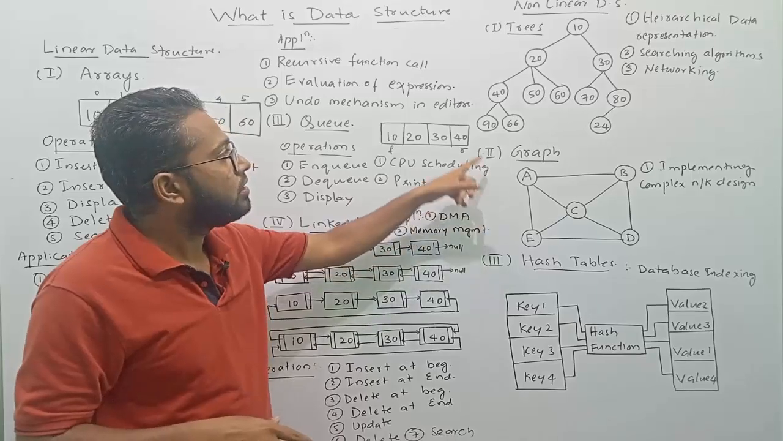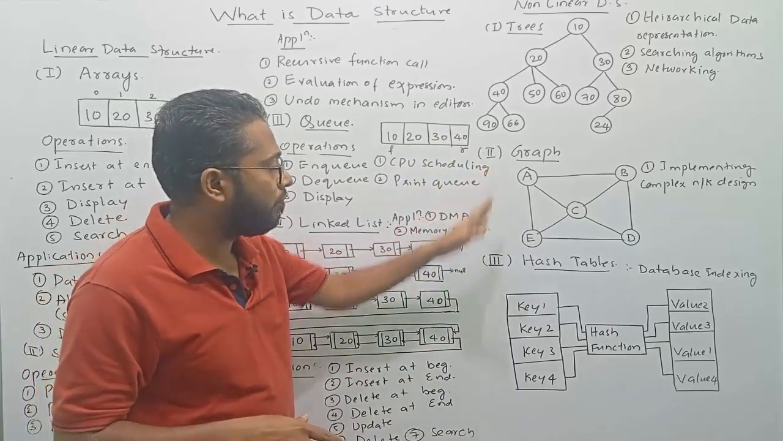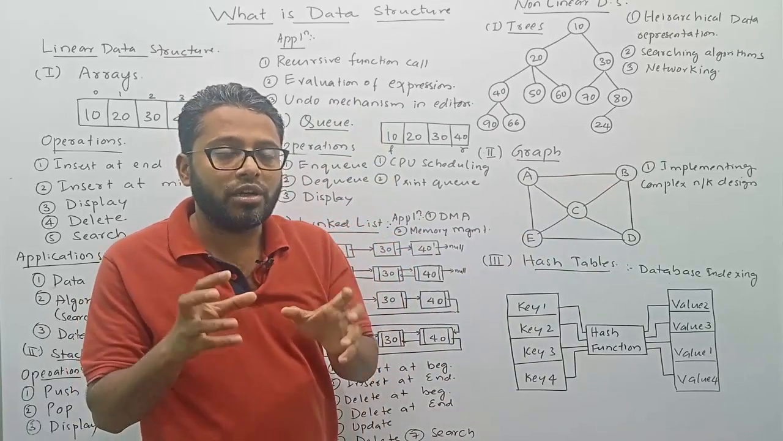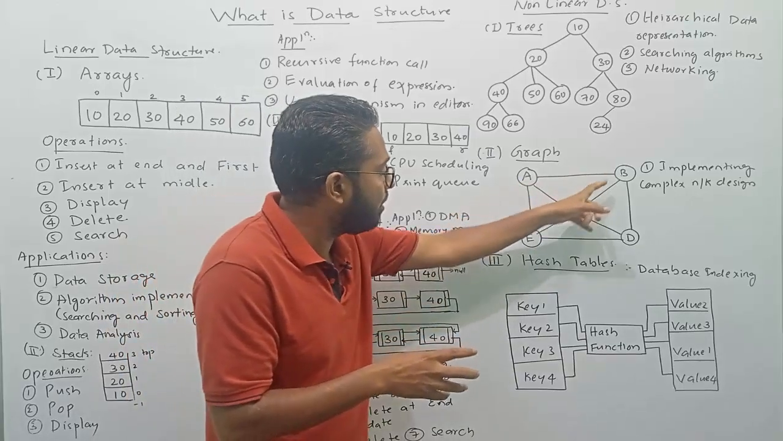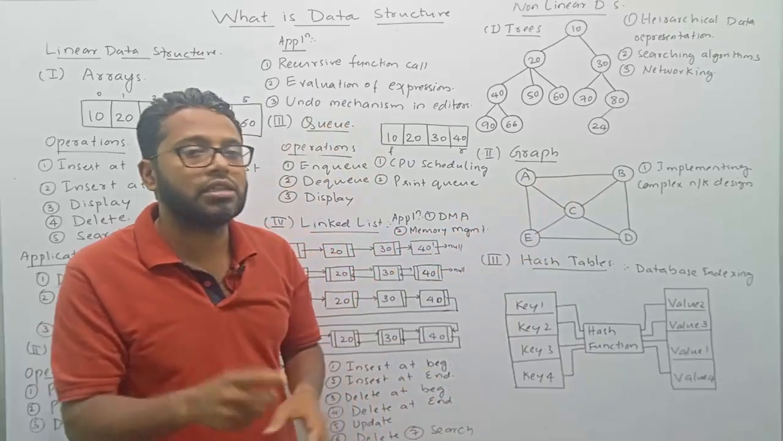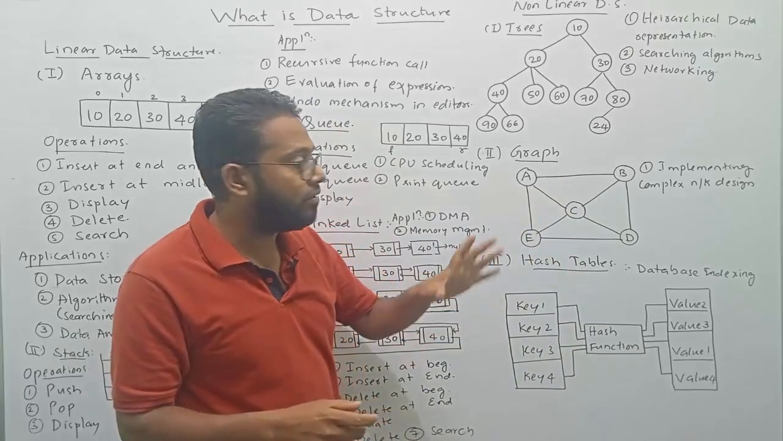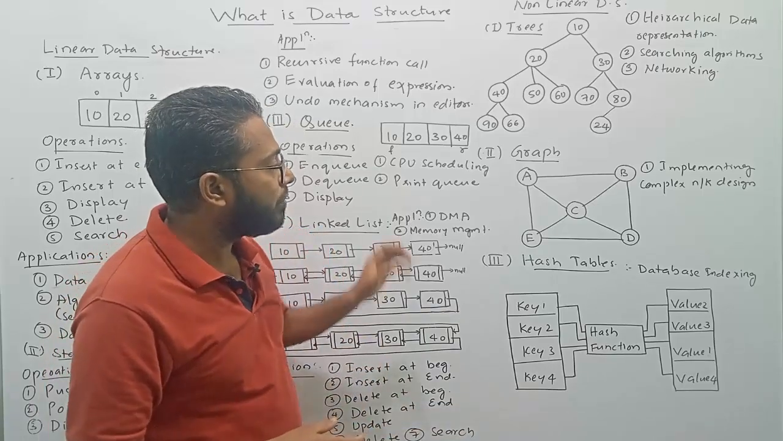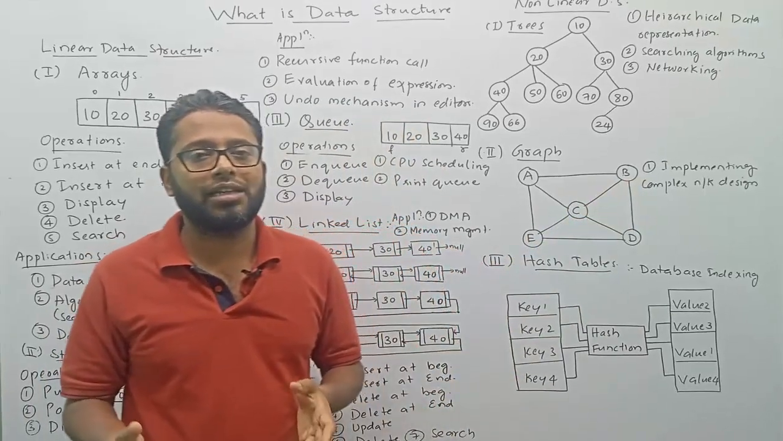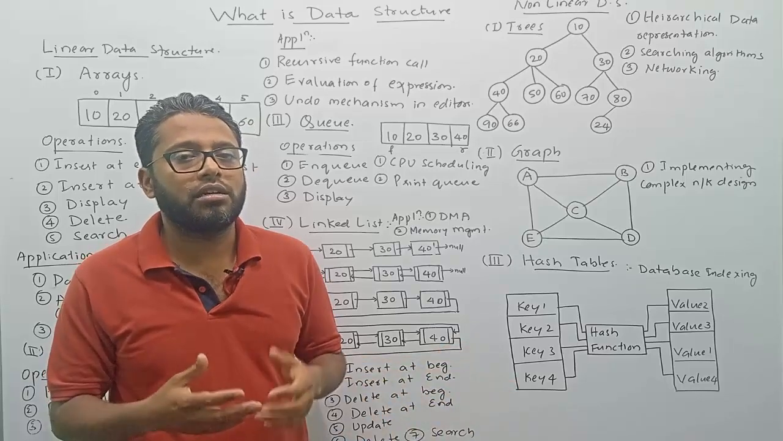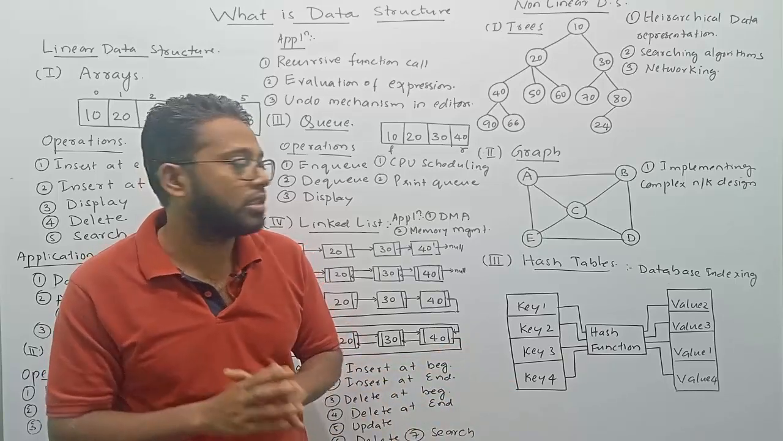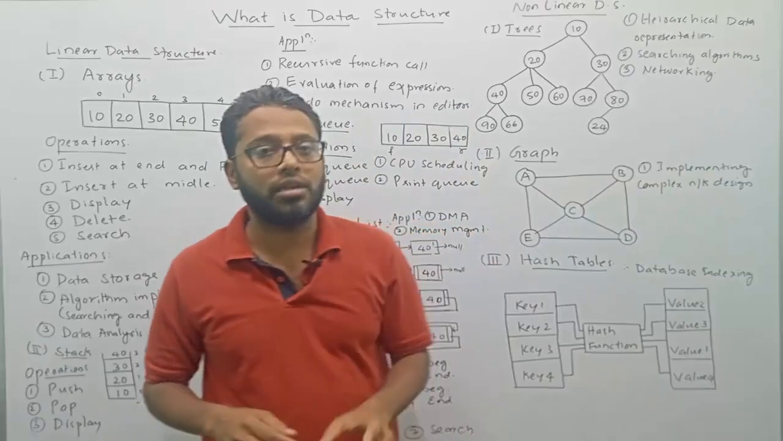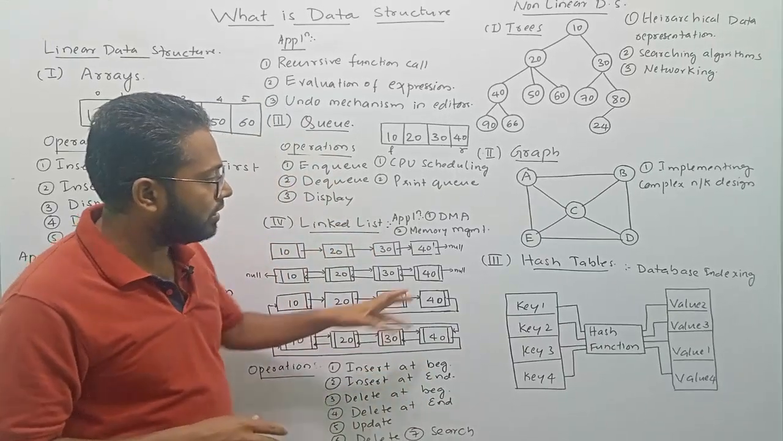Now the second type of non-linear data structure is the graph. A graph is a data structure in which data is stored in the form of nodes, and each of these nodes is connected with each other with the help of edges. So there will be a relationship between each and every node present in the graph. We can perform various operations like creating a node of a graph, deleting, updating, searching, all those things. And we can use the graph data structure to implement complex network design. Now the last one is hash tables.